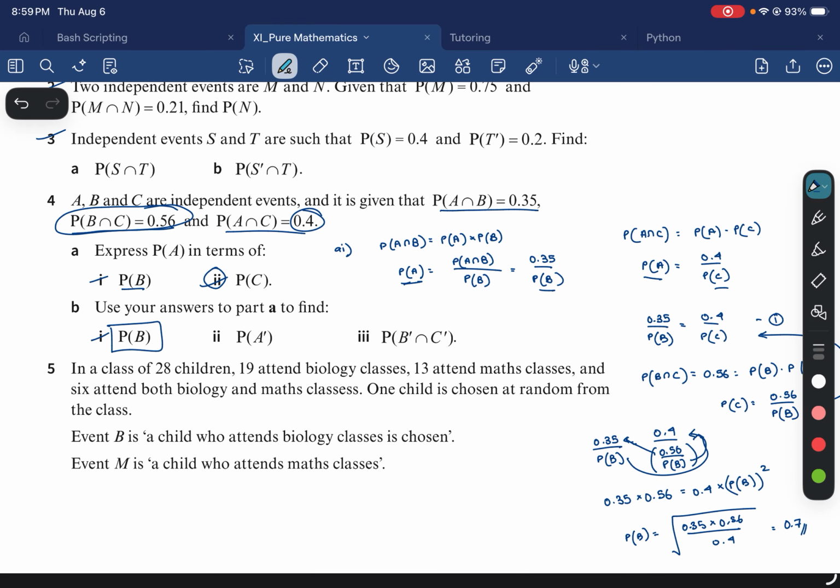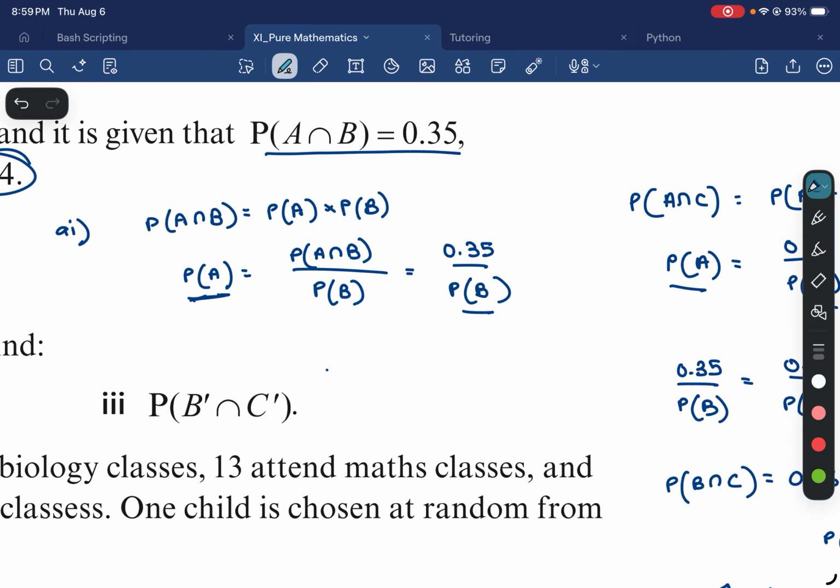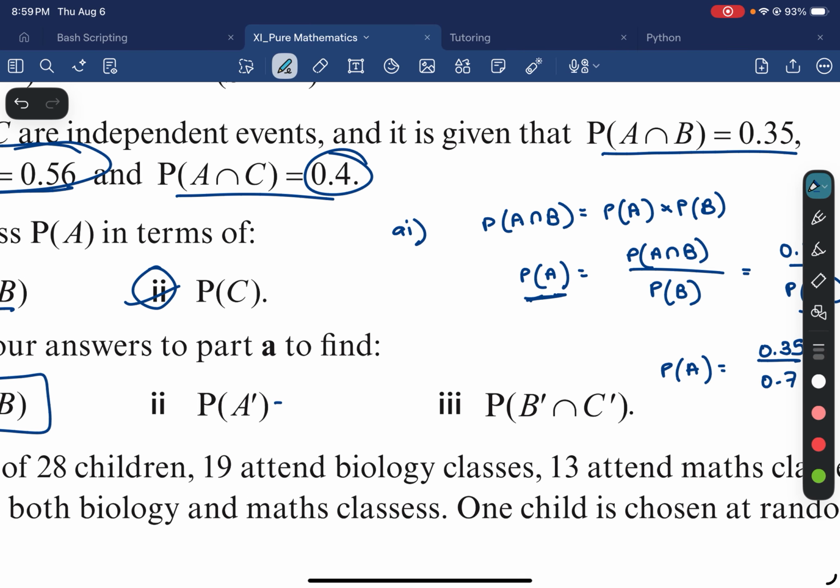So if I know P(B), I know P(A), right? P(A) is just 0.35 divided by 0.7. And this is just 1 over 2, right? This is just 0.5. All right. So what is P(A')? This is equal to 1 minus P(A), which is equal to 1 minus 0.5, which is equal to 0.5.